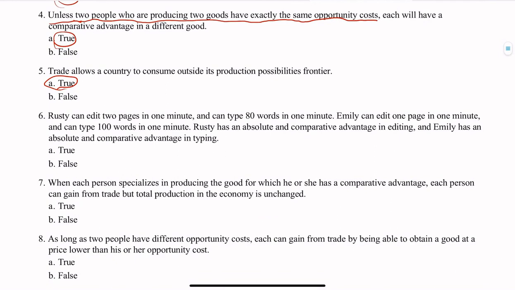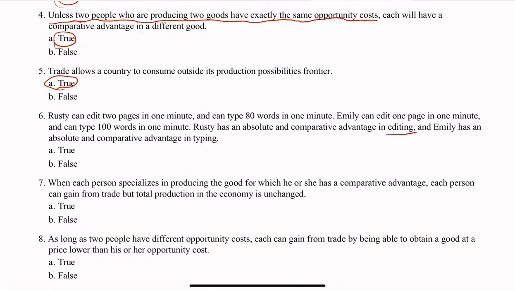Now, sixth, Rusty can edit 2 pages in 1 minute, and can type 80 words in 1 minute. Emily can edit 1 page in 1 minute, and can type 100 words in 1 minute. Rusty has the absolute and comparative advantage in editing, and Emily has the absolute and comparative advantage in typing. So let's check these numbers. So about editing.